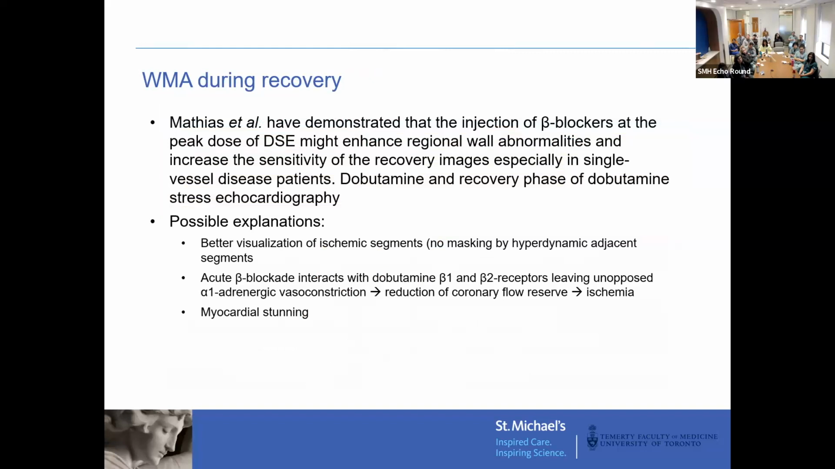Just a quick note about wall motion during recovery. There were some studies, and there was a study done by Matthias and colleagues that demonstrated that when you inject beta blockers at the end of a dobutamine stress echo, you may actually identify new wall motion abnormalities.